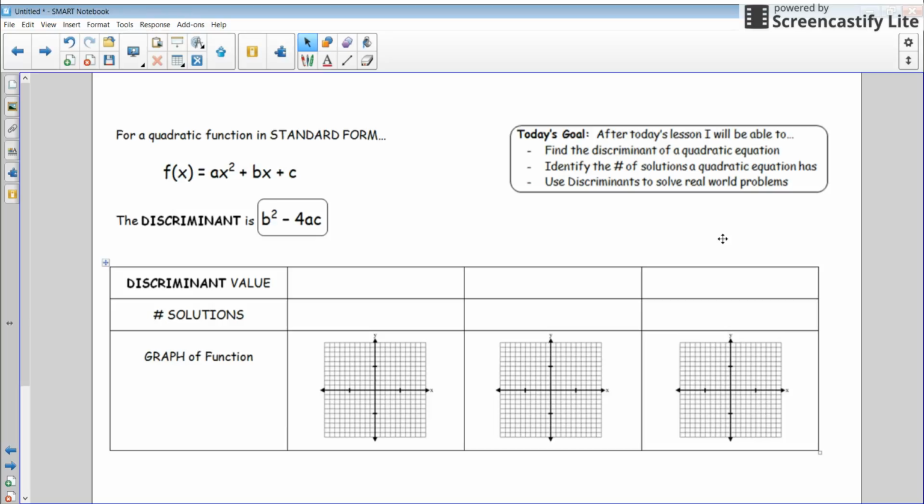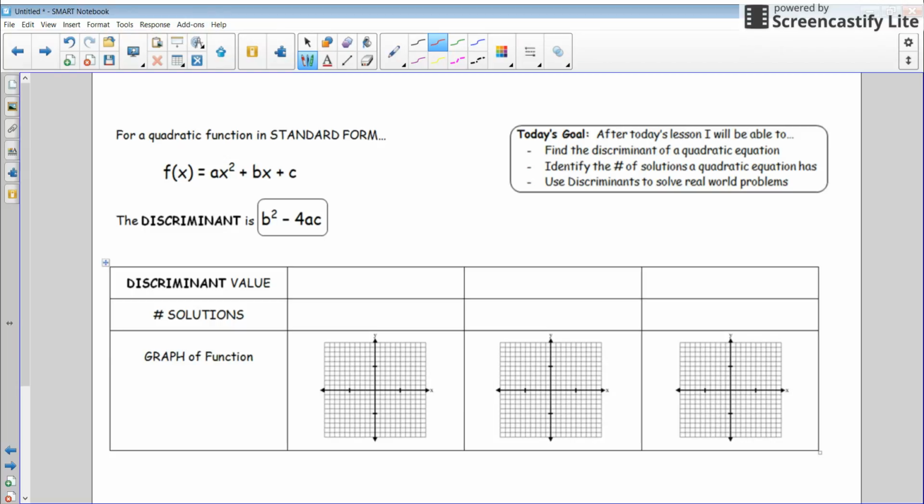All right, so now that you've learned what the discriminant is, b squared minus 4ac, and you've noticed that that's the same expression that we see underneath the square root inside the quadratic formula, hopefully you're starting to make connections as to why it determines the number of solutions for our quadratic.